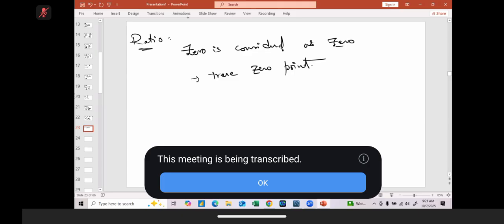Any one example for ratio? GST slab. Yes, good. College allocation counseling based on rank interval. Correct. Any example for ratio? Distance. Okay. How?